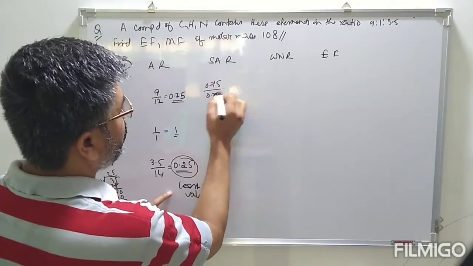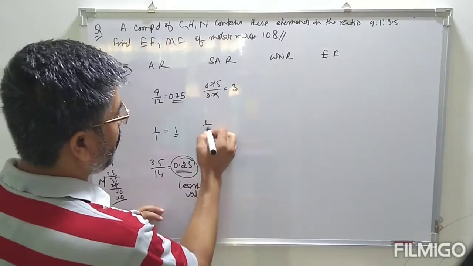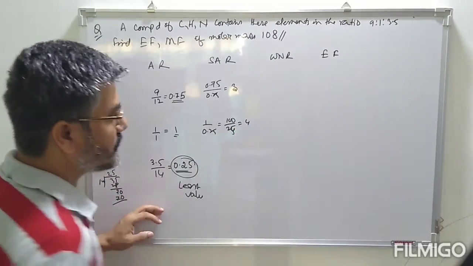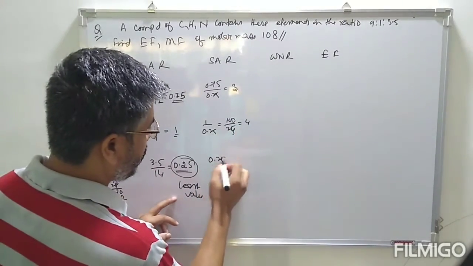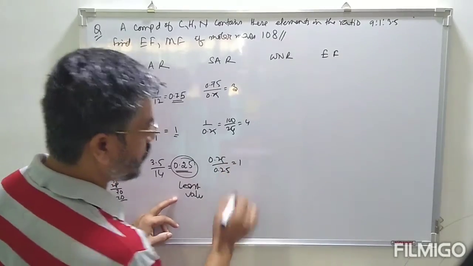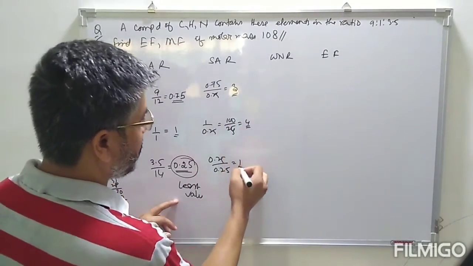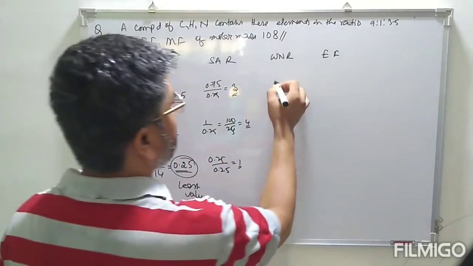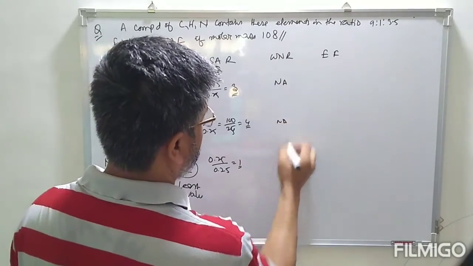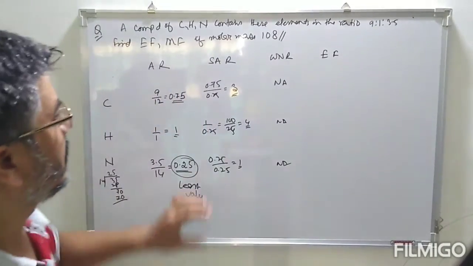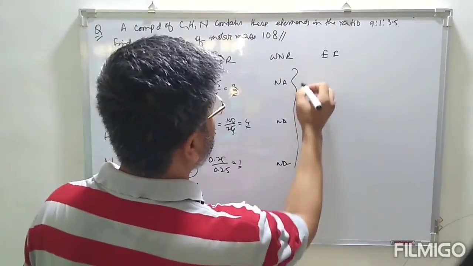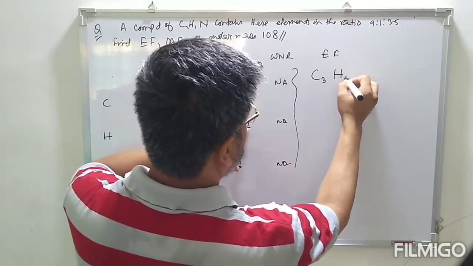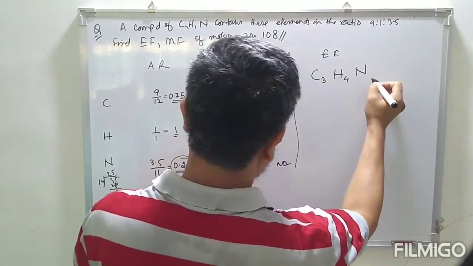0.75 divided by 0.25, so this is 3. 1 by 0.25, that is 100 by 25, that is 4. 0.25 by 0.25, that is 1. So we have this simple atomic ratio. It's already a whole number ratio, so we don't require the whole number ratio step. Not applicable. So empirical formula is, carbon whole number ratio is 3, hydrogen is 4, nitrogen is 1.